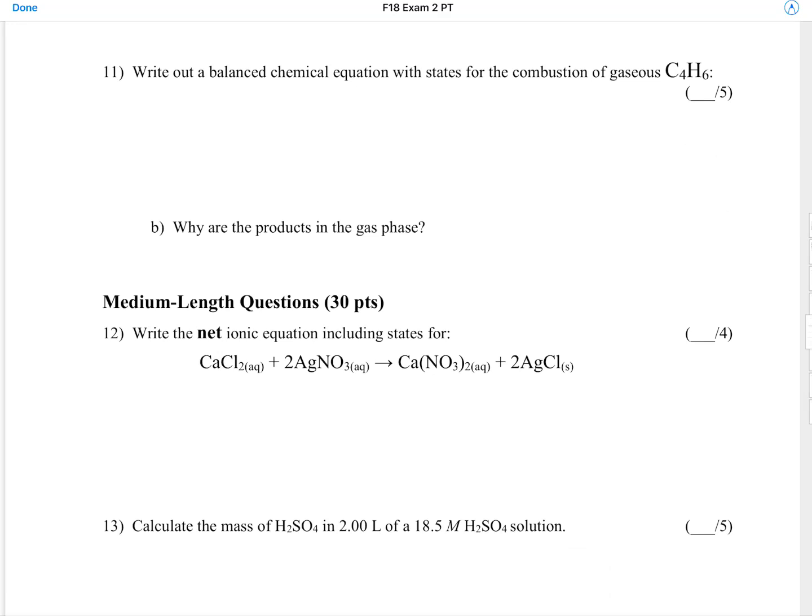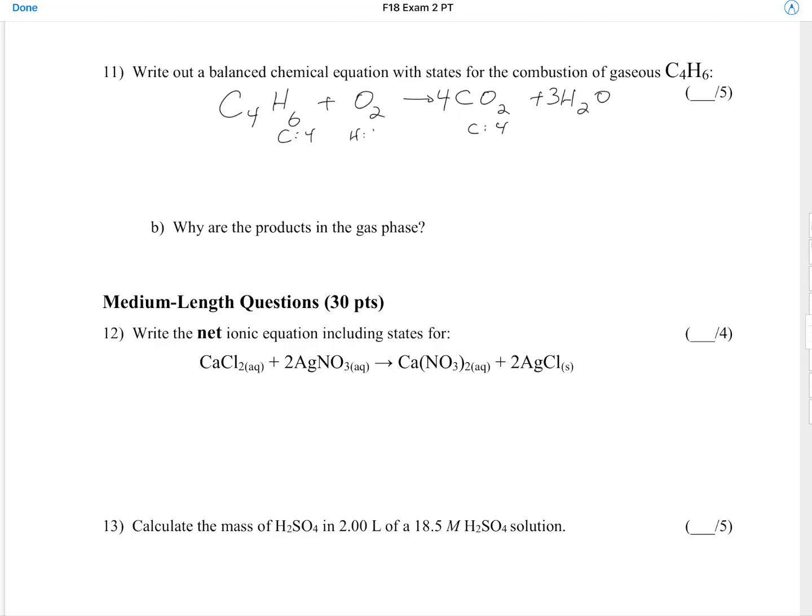Write out a balanced chemical equation with states for the combustion of C4H6. So C4H6 reacts with oxygen to form CO2 and water. This is the basic combustion. Okay? And so now we have to balance it. So there need to be 4 C's. So there were 4 carbons.